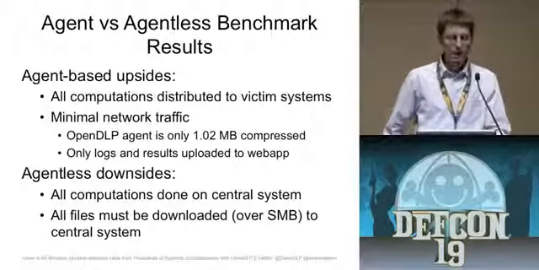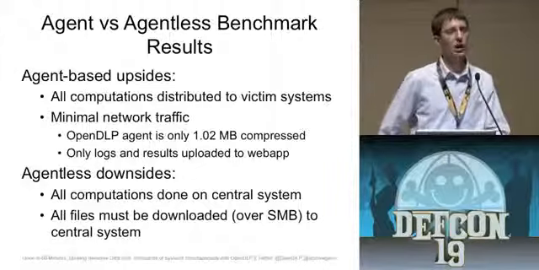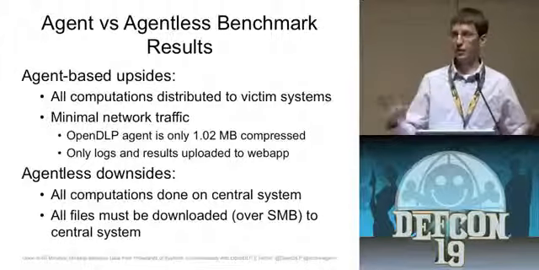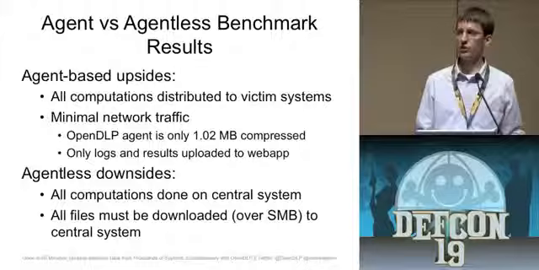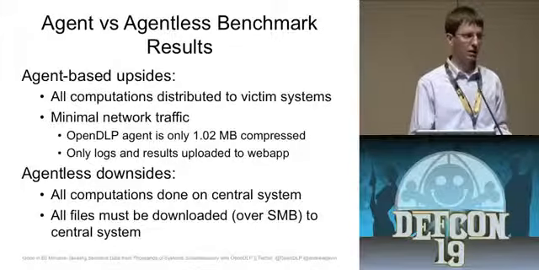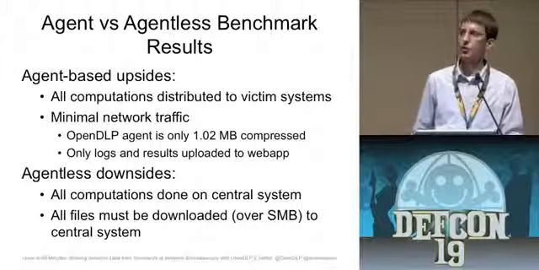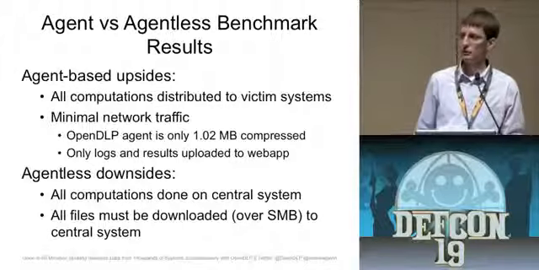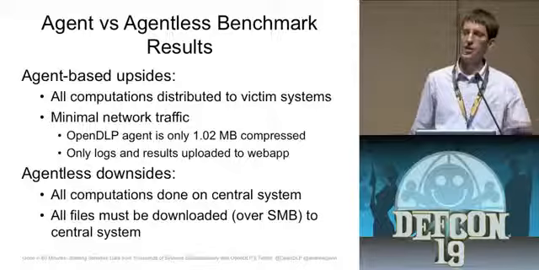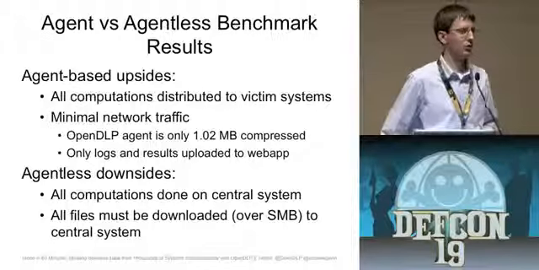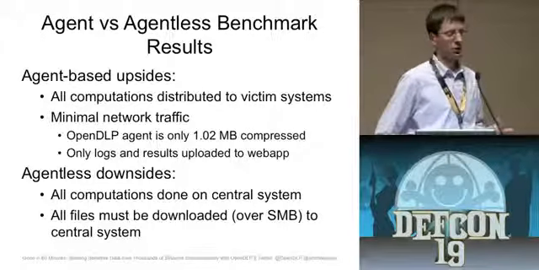The upside to an agent-based solution is that all the computations are done on those victim systems. It's basically a distributed project. It's like SETI, but instead of searching for aliens, you're owning data. It also doesn't have much network traffic. It's only sending out about 1 meg initially with the agent, and then every so often it pings back with those results and the log files. So it's really not a whole lot of traffic.